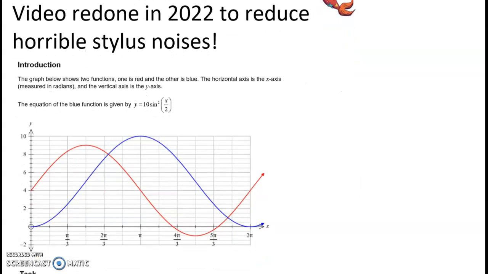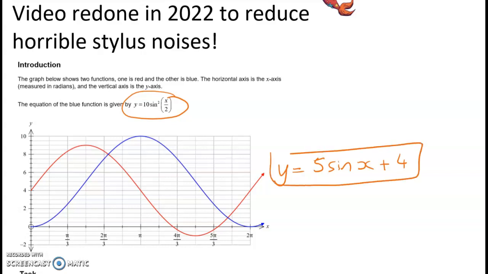So we've got two functions here. We've got the blue function and we're given that function, and then we had to figure out the equation of the red function. Now that was all what was in video part 1, and I did that pretty slowly, and that video's also got bad stylus noise, but there's a limit to how much redoing I can stand.